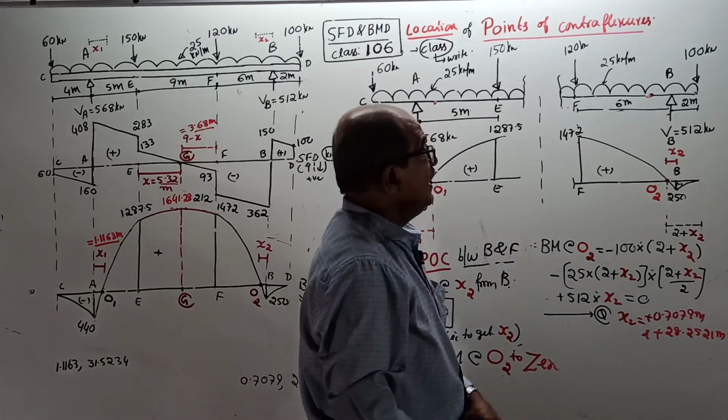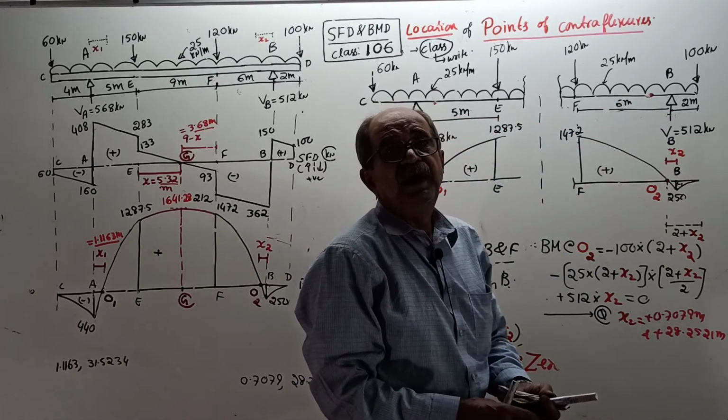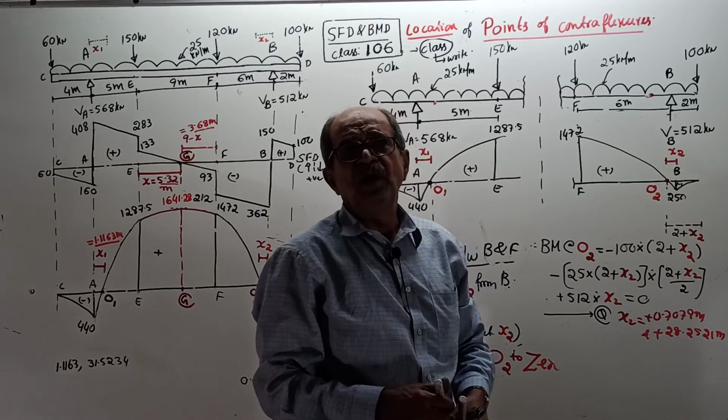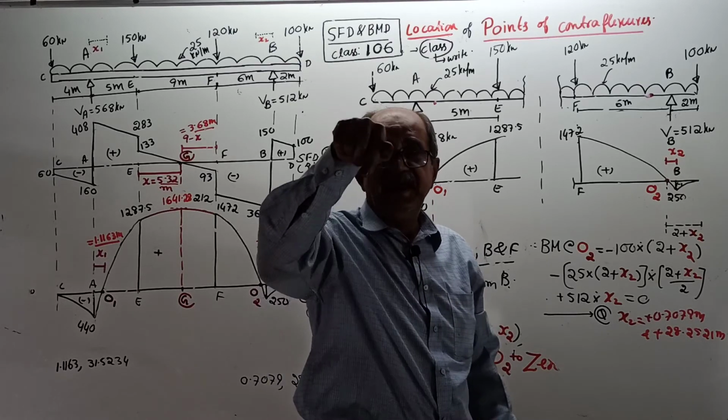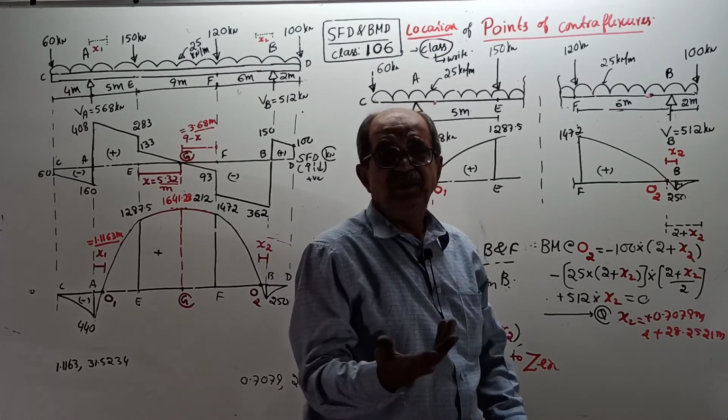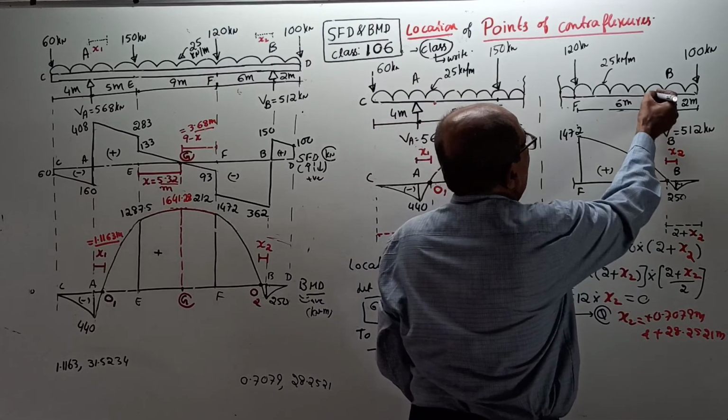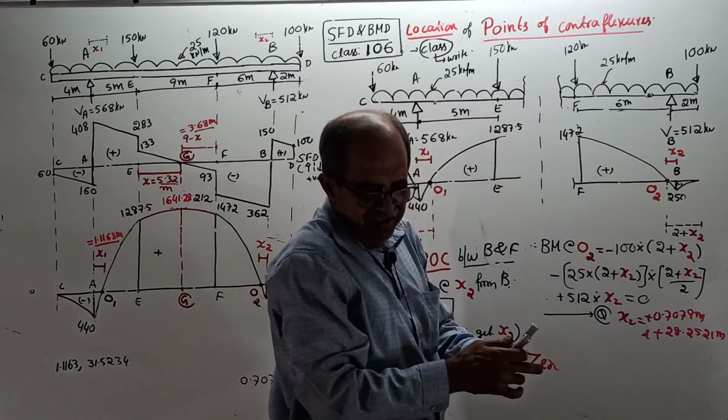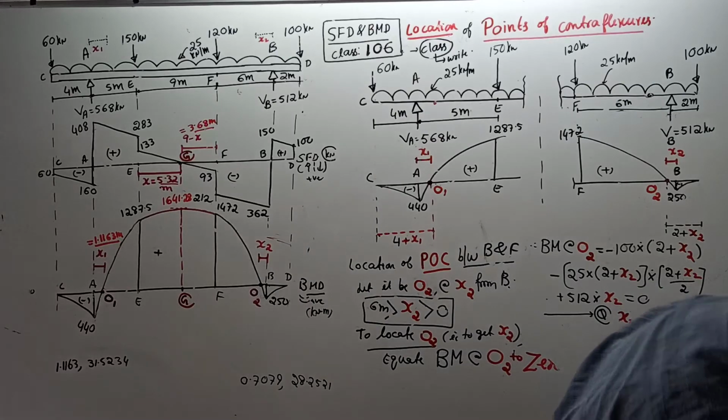Tricks are there. Later I will tell you. There is a trick even to locate the contraflexure point. If it comes in UDL, you don't have to solve a quadratic. I will tell the trick later. Direct trick. Within no time, you get the answer. See, if you want information, I will really apply the trick now.